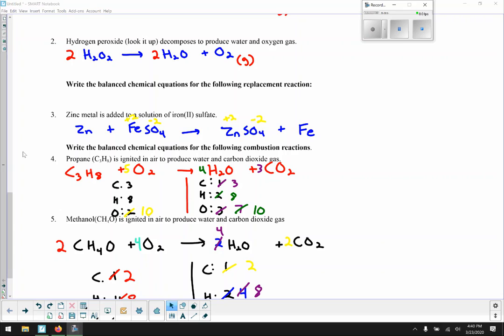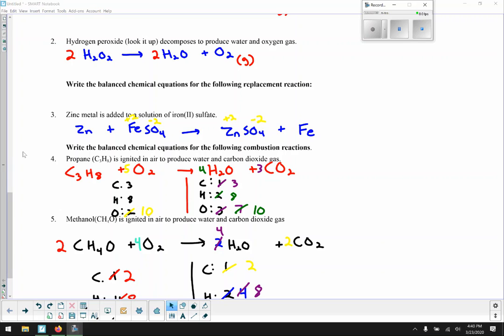Zinc metal is added to a solution of iron 2 sulfate. So zinc has a charge of +2. It's one of those that you just have to know. Zinc, cadmium, and silver are the ones in the D block. Zinc that you just have to know. Zinc and cadmium always have +2. Silver always has +1.